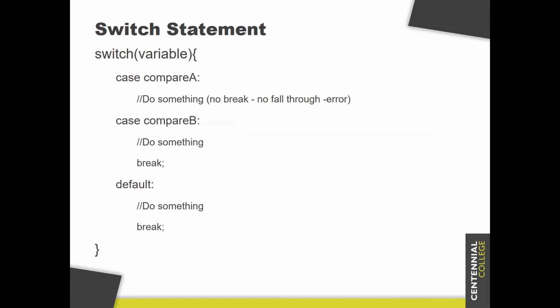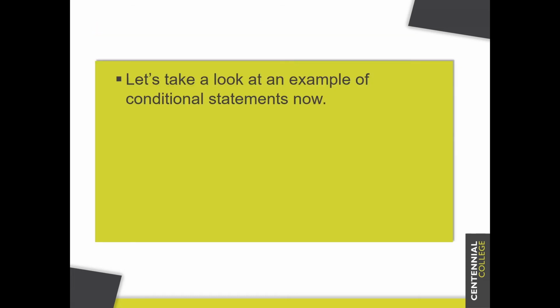So it's going to take the following format. Switch variable, case A, do something, no break here. I didn't put a break in, and therefore there's no fall through, and it's going to throw an error. All right, so you have to have a break. Case B, compare B. If it matches exactly, then do the something and then break. And otherwise, hit that default keyword, do something, hit the break, and end the execution of your switch statement. Okay, so that is how a switch statement works.